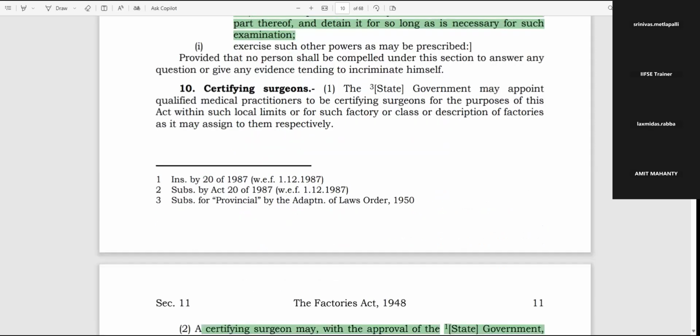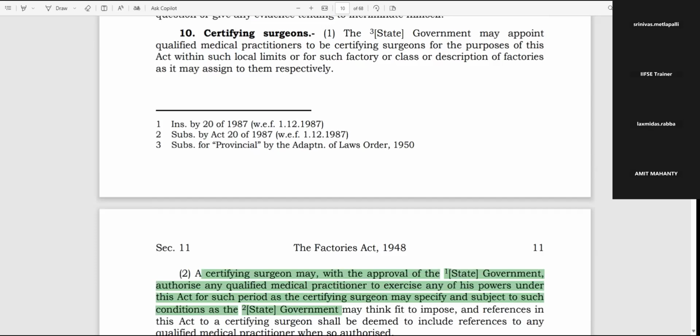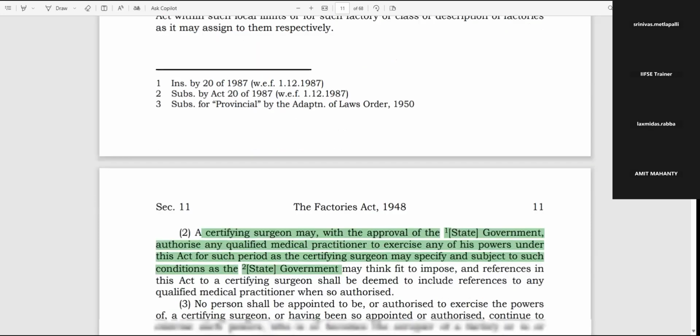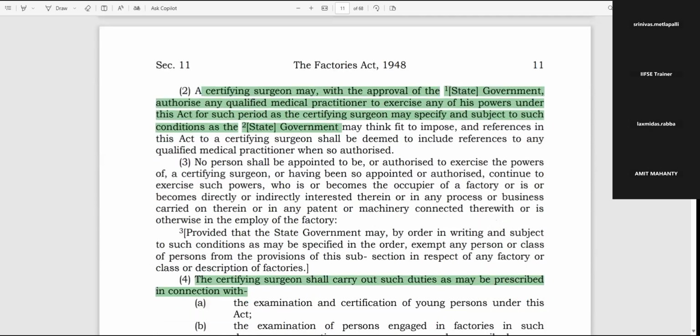Okay. Then certifying surgeons. Again, the state government may appoint qualified medical practitioners to be certifying surgeons for the purpose of this act within such local limits or for such factory or a class or description of factories. It may be assigned to them respectively. So what is meant by certifying surgeon? Maybe with the approval of state government, authorize any qualified medical practitioner to exercise his power under this act, such as the period the certifying surgeon may specify and subject to such conditions as the state government thinks fit.